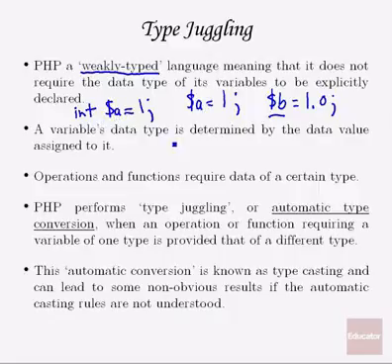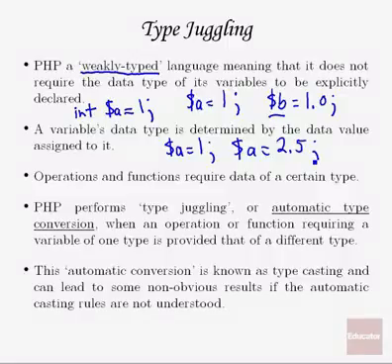In PHP, if we have a equals 1, this statement says a is an integer that's equal to the value 1. We could, in the very next line, say a is equal to 2.5, and we've just implicitly changed the data type of the variable a. PHP now knows that a is a float data type, and it does that on its own.